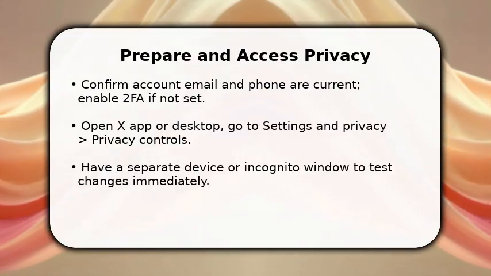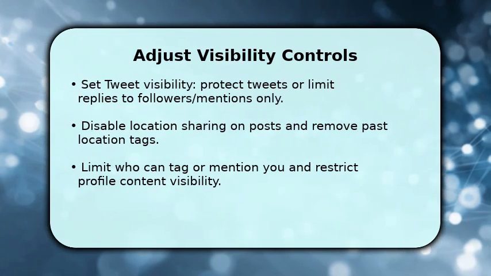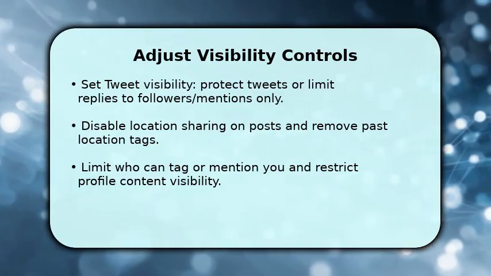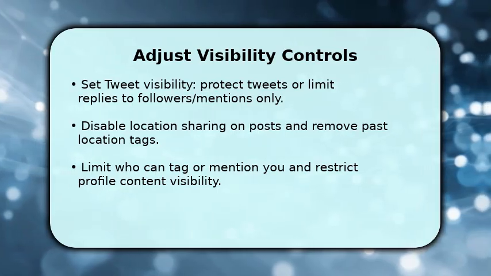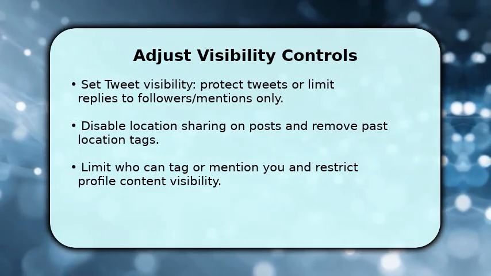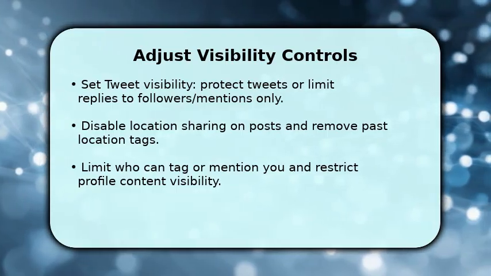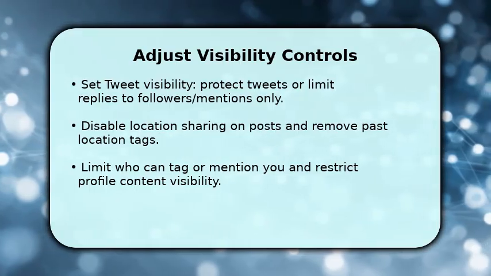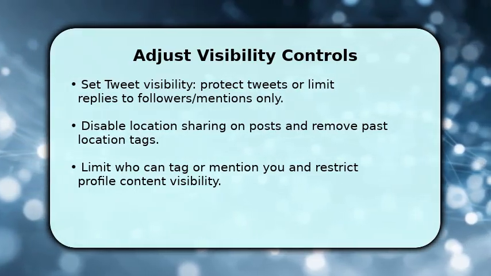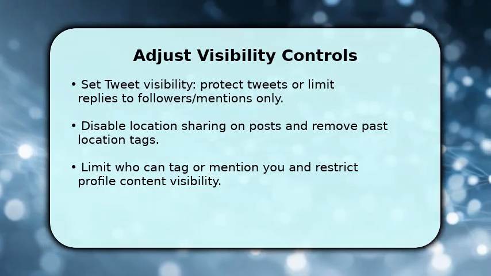Now focus on visibility. Change your tweet privacy to protected if you want posts visible only to approved followers, or restrict replies to followers and people you follow. Disable location services and remove any past location tags so your posts no longer leak where you are. Then tighten tagging and mention controls to reduce unwanted attention.